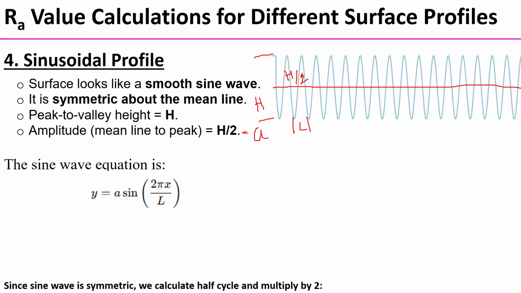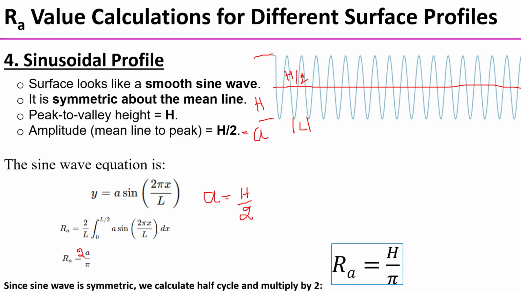Since the sine wave is symmetric, we have to calculate the half cycle and multiply by 2. Then Ra will become 2 by L integration from 0 to L by 2 of a sine of 2 pi x divided by L dx. If we integrate this, we get the Ra value as 2a by pi. We know that a is the amplitude, that is H by 2. Then substituting the a value, we get the Ra value as H by pi.